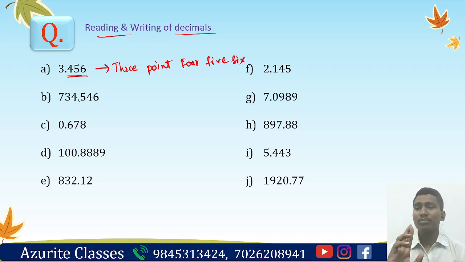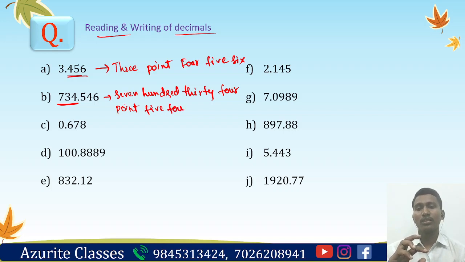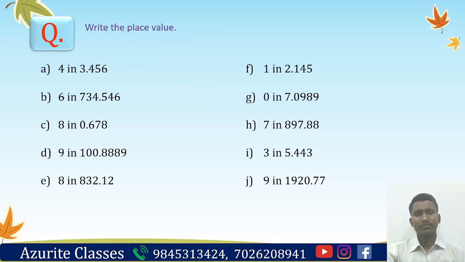Now next, before the decimal point we can read it normally, that is 734. How much is it? 700 and 34: 734. Point, and after the point we have to read one by one: 5, 4, and 6. Got it? So the next one will be 0.678, right? So this will be your homework.